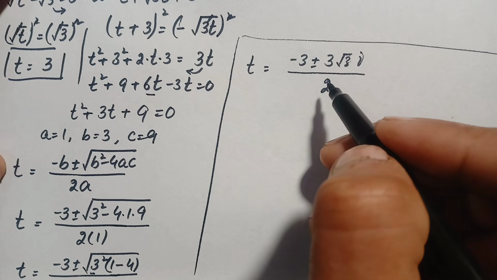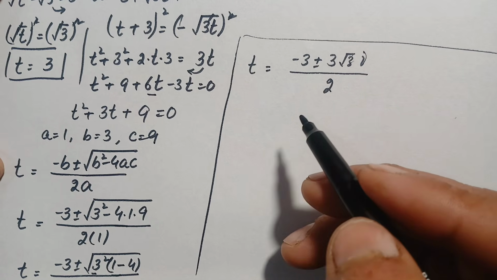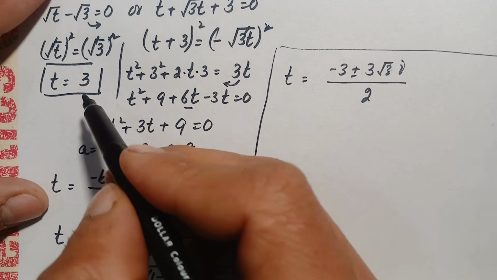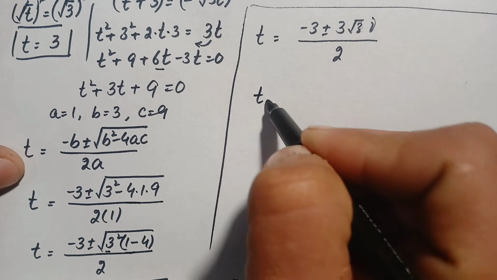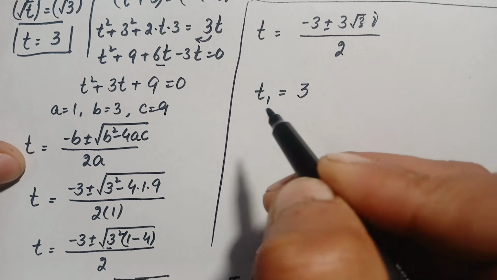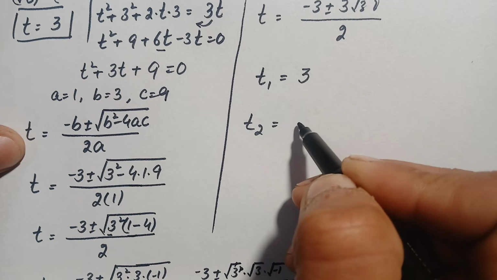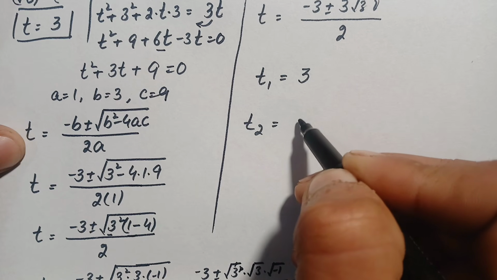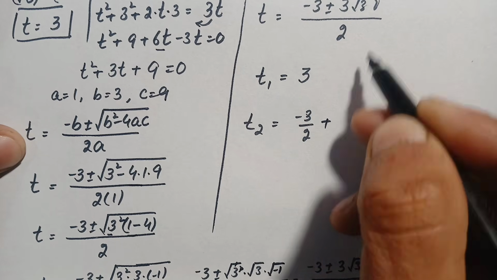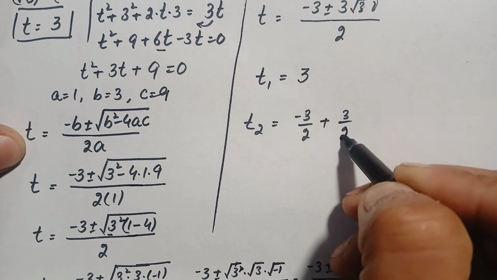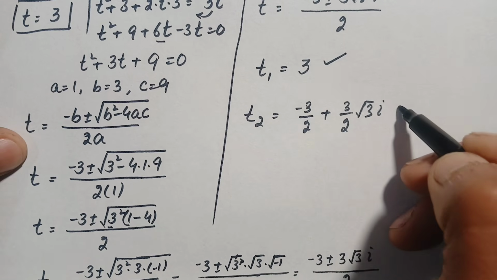Here we have two possible values of t which are complex. So finally we have three possible solutions, three possible values of t. One is real, that is t is equal to 3, and two are complex. So let's rewrite these values here. So the first solution, which is real, t1 is equal to 3. Now the second solution, let us suppose that is t2, that is the positive one. So this will become minus 3 by 2 plus 3 by 2 times square root of 3i. So this is our second solution, which is a complex solution.